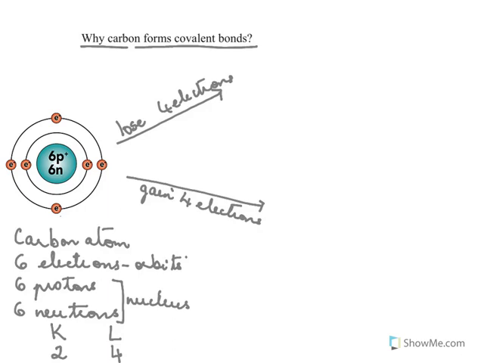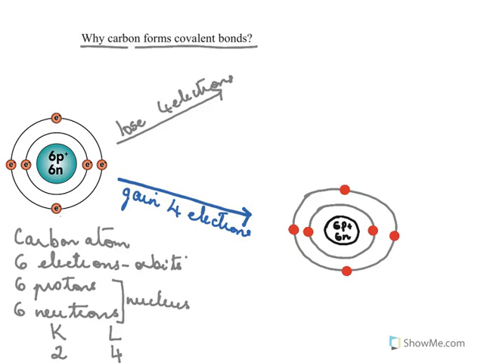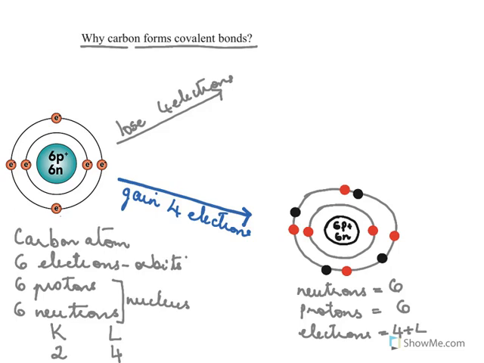Now let us see what happens if it were to gain 4 electrons. Here, these were the earlier electrons, and it would gain another 4. 1, 2, 3, 4. The number of neutrons remains the same, 6. The protons also remain the same, 6. But now the electrons would be the earlier ones plus another 4, which means there would be 8 electrons in the outer shell plus the 2 electrons in the inner shell. In total, you'll have 10 electrons.